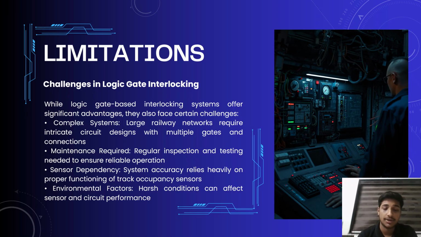Second, maintenance required. Regular inspection and testing needed to ensure reliable operations. Third, sensor dependencies. System accuracy relies heavily on proper functioning of track occupancy sensors. Environmental factors. Harsh conditions can affect sensor and circuit performance also. The system can become complex for large railway networks too.